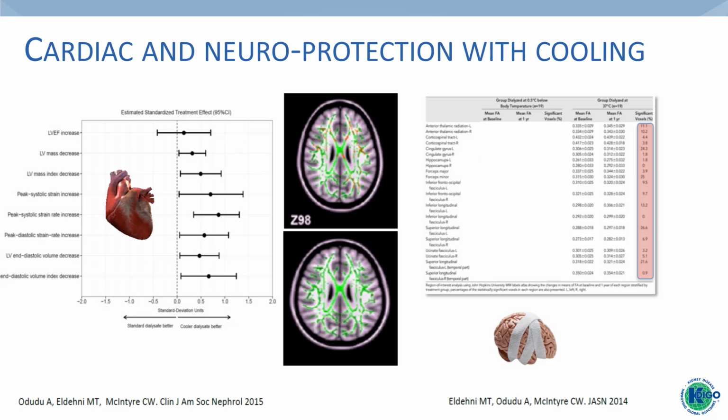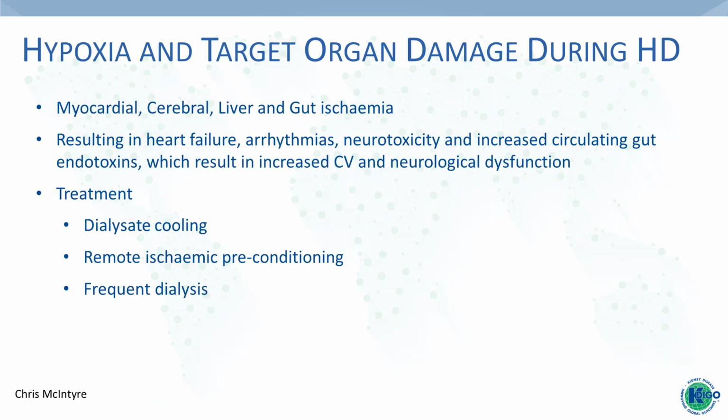And interestingly, I think Raj published in CJASN just this week that pediatric patients tend to have more cardiac ischemia during dialysis, but they're less likely to have neural ischemia, which I think is a good thing. I don't really understand the mechanisms, but they probably auto-regulate somewhat better than us older people.